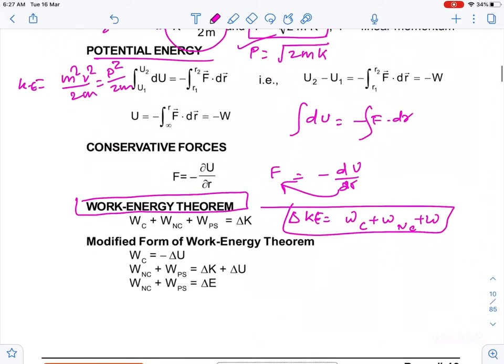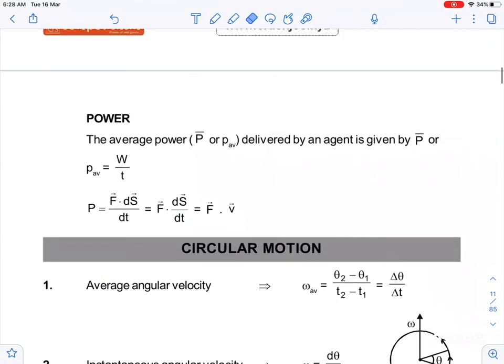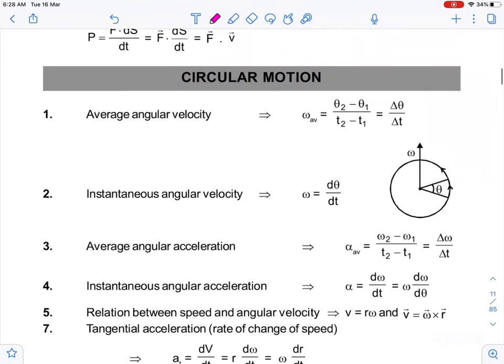Now guys, one thing you have to keep in mind: energy conservation, you know that final kinetic energy plus final potential energy is equal to initial kinetic energy plus initial potential energy. This is valid only for conservative forces, but the work energy theorem is valid for both conservative and non-conservative forces. Power you can write as W by T. So W is equal to force dot displacement upon T, so you can write F dot V. Directly the dot product of F and V gives the power.